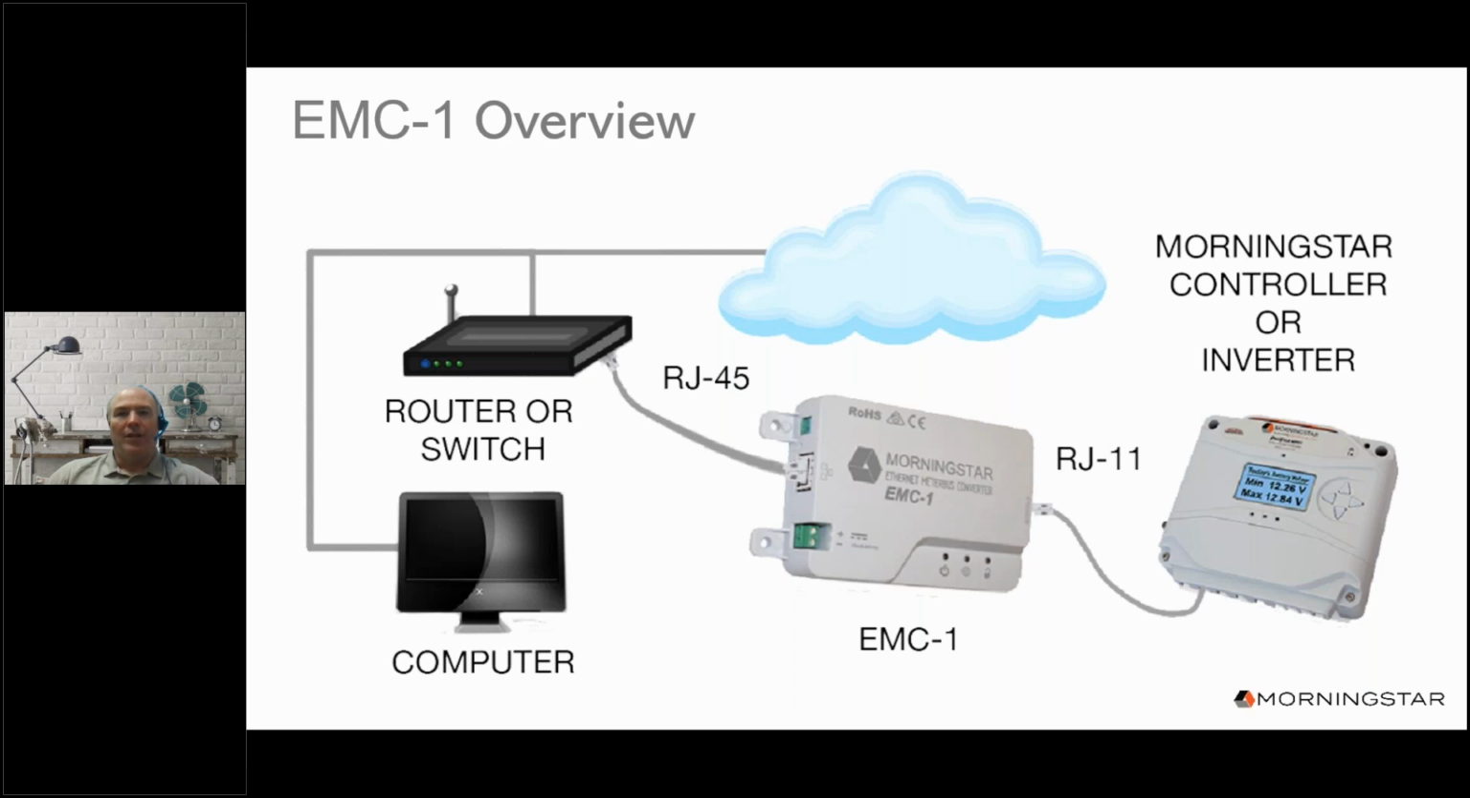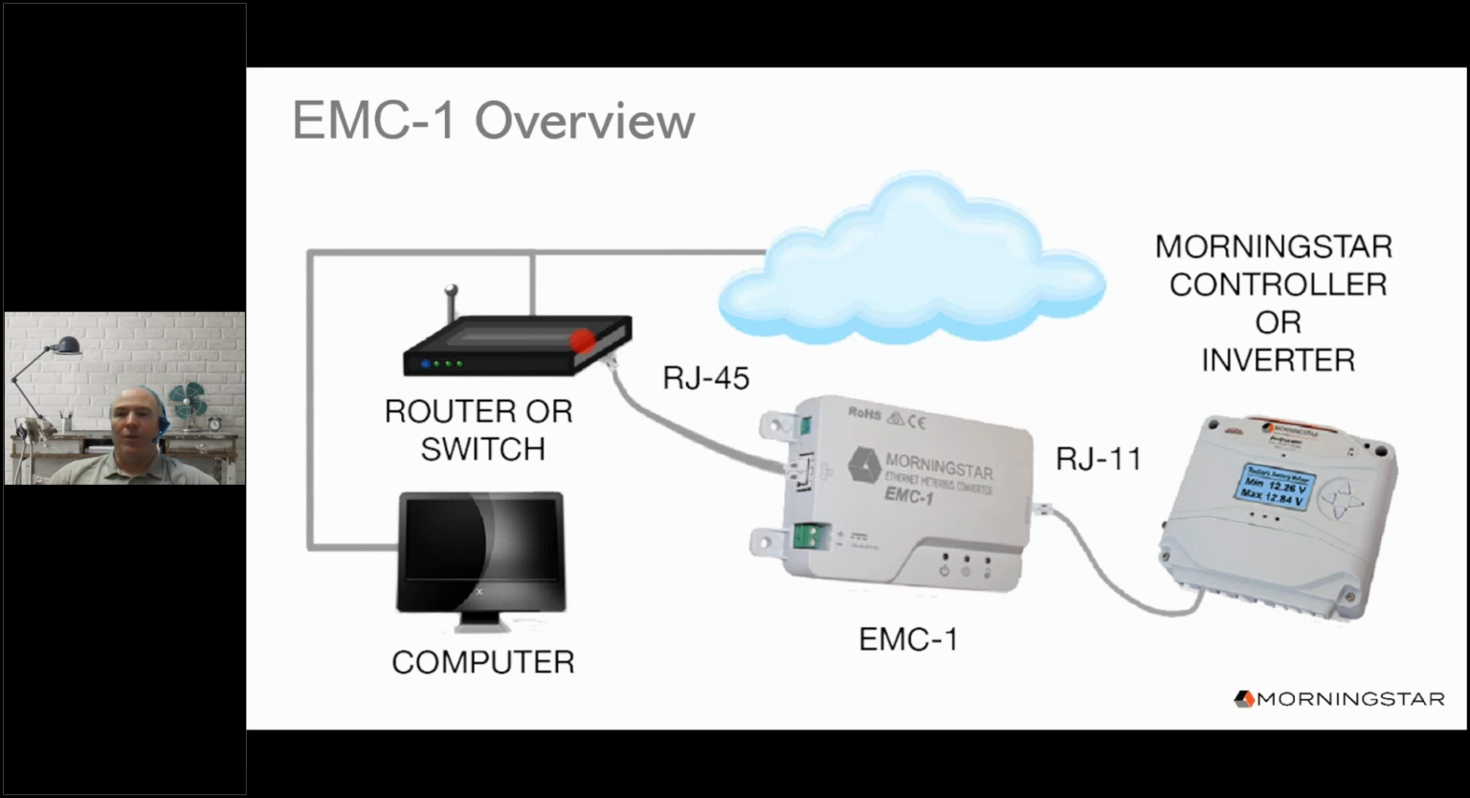And what you see on this slide is a diagram of how connections are made with the RJ11 cord between the Morningstar product on the right and the EMC1 in the middle. And the EMC1 is connected to an Ethernet gateway, which is typically a router or switch that you see here on the left. So, for example, many of you might have legacy Morningstar products that up until now could not connect to an IP network or internet.